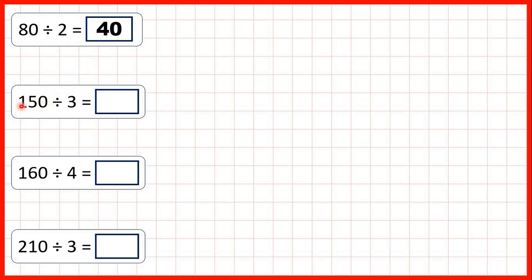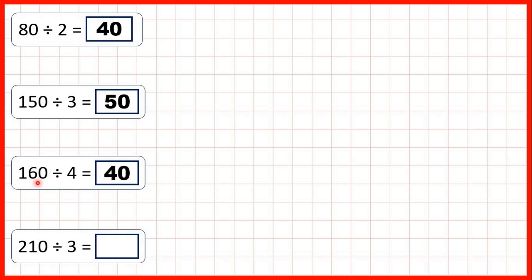So now we have 150 divided by 3. We know that 15 divided by 3 is 5, so our answer is 50. That's because 15 divided by 3 is 5, because 5 times 3 is 15. But again, if we have an end 0 in our dividend, we need an end 0 in our answer as well. Now 160 divided by 4.